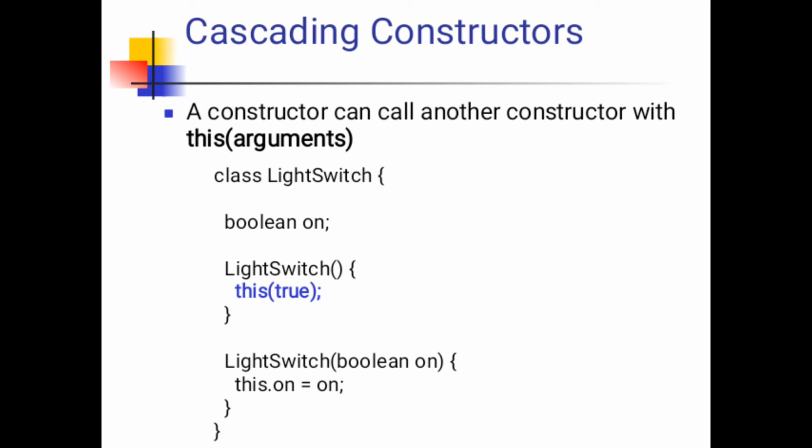We have the cascading constructor. A constructor can call another constructor with this and arguments. Class LightSwitch, boolean on, LightSwitch with constructor this(true), LightSwitch boolean on, this.on equals on.